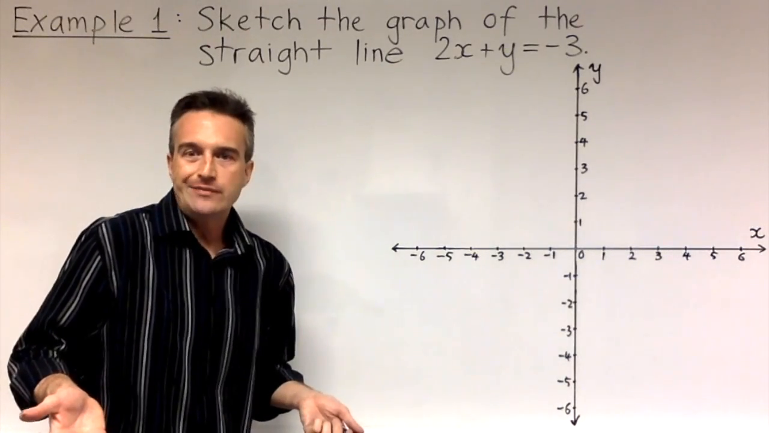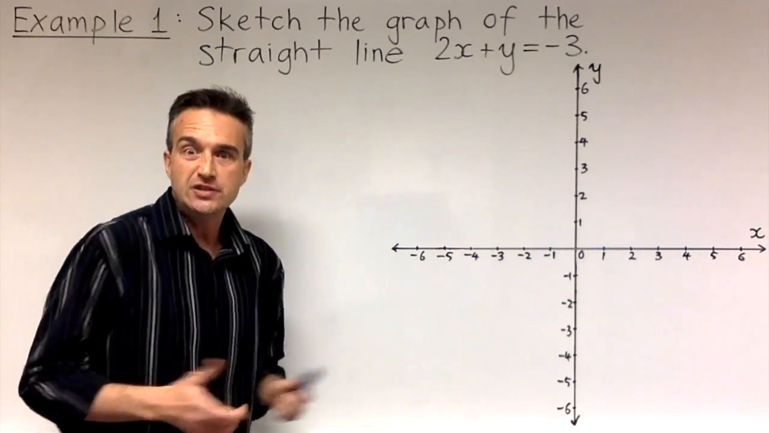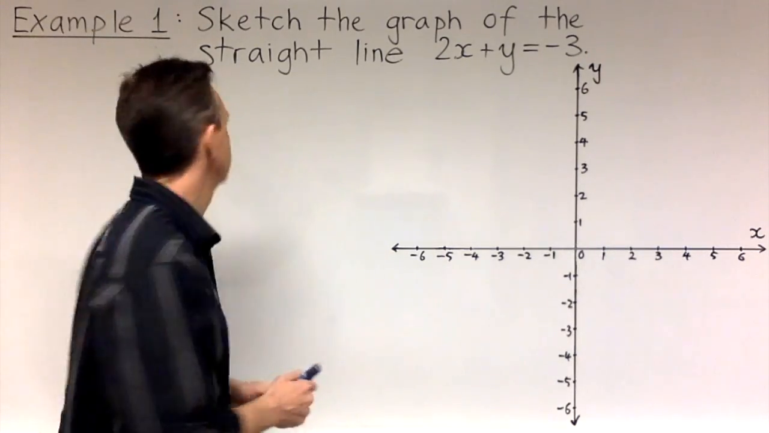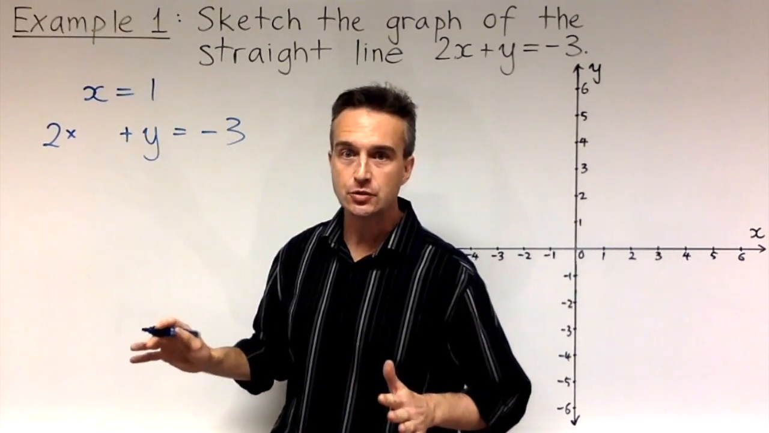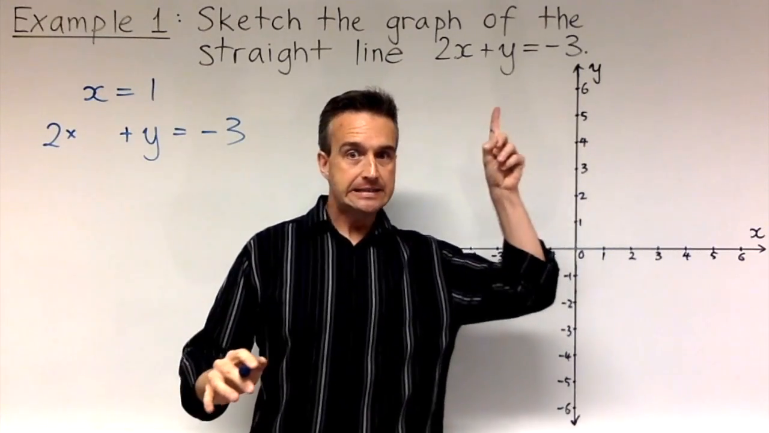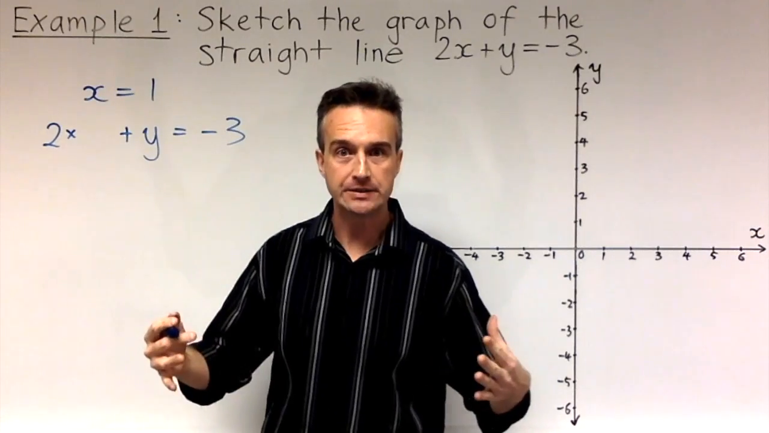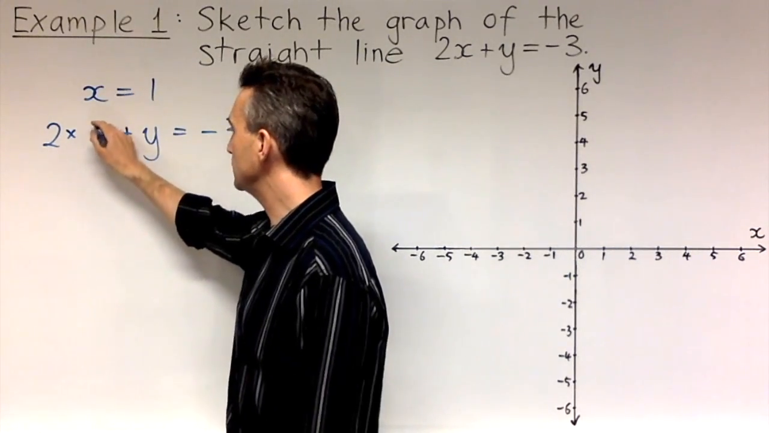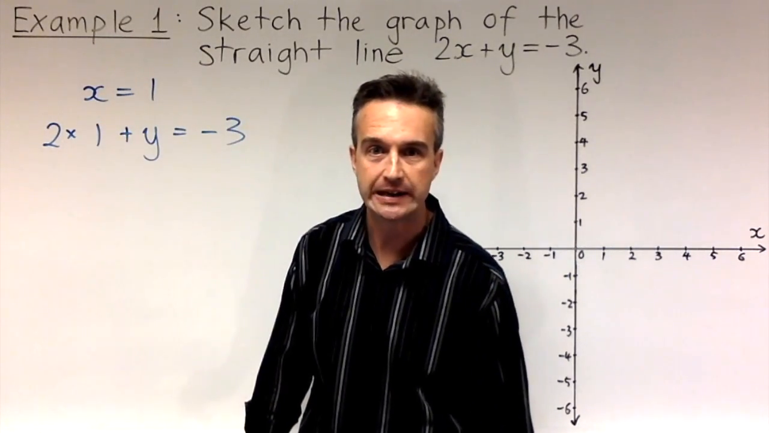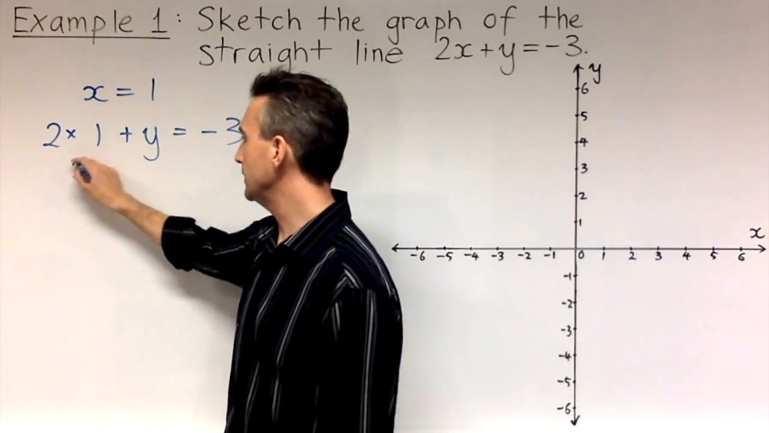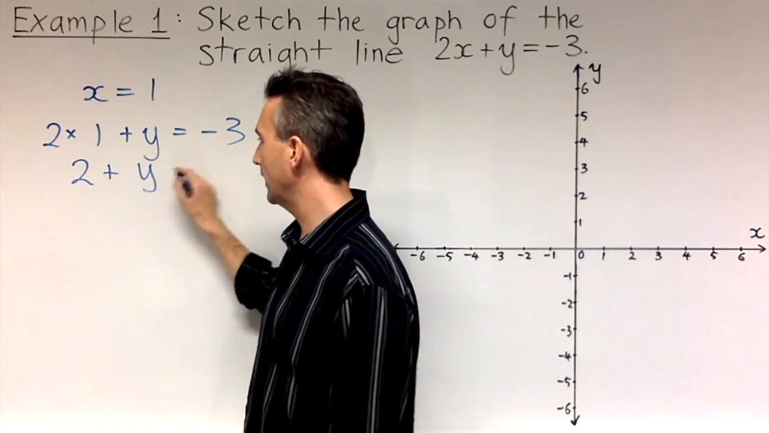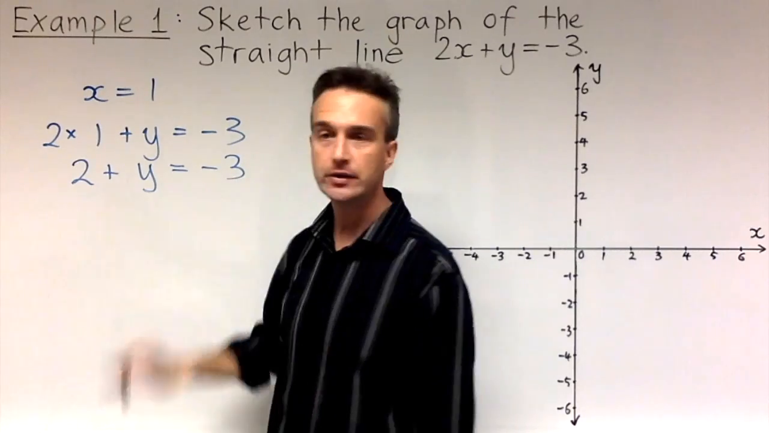I can just pick any value of x. Let's choose x equals 1. Here we go. All I have to do is put x equals 1 into the equation and I get a y value. That gives me 1 point. X equals 1 instead of writing x. And here we go. 2 times 1, 2 plus y equals -3.